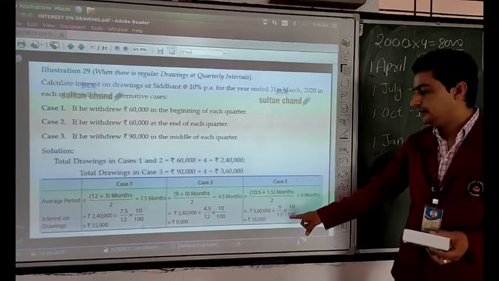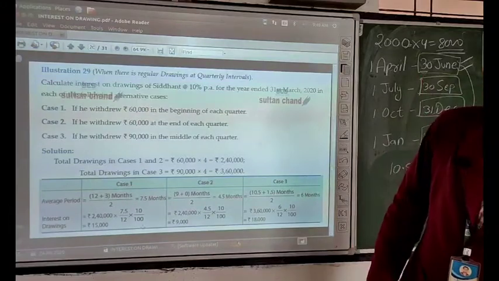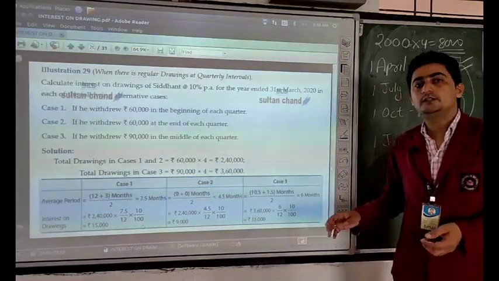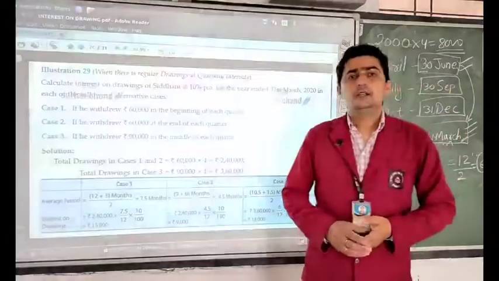Okay, so 6 by 12. What will be the interest on drawing calculation? It will be 18,000. So students, like this we will calculate interest on drawing on quarterly basis.